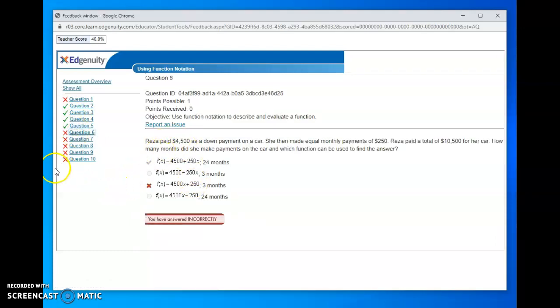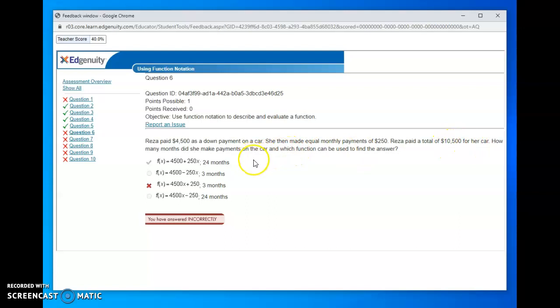Here, Riza paid $4,500 as a down payment for a car. So when you buy a car, your down payment is the thing you pay one time. Then she made equal monthly payments of $250. So that means she's going to keep paying $250 every time because we're doing that every month. Usually if you see the word monthly or equally or daily or something like that, that's the thing you pay each time. She paid a total of $10,500 for her car.